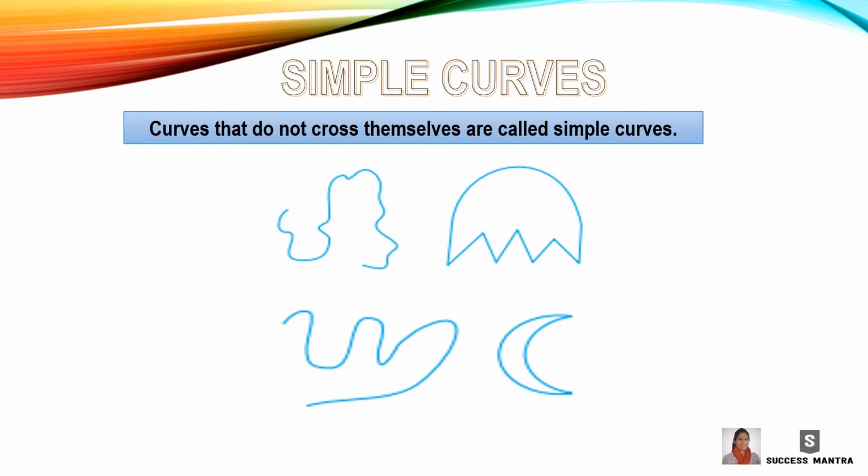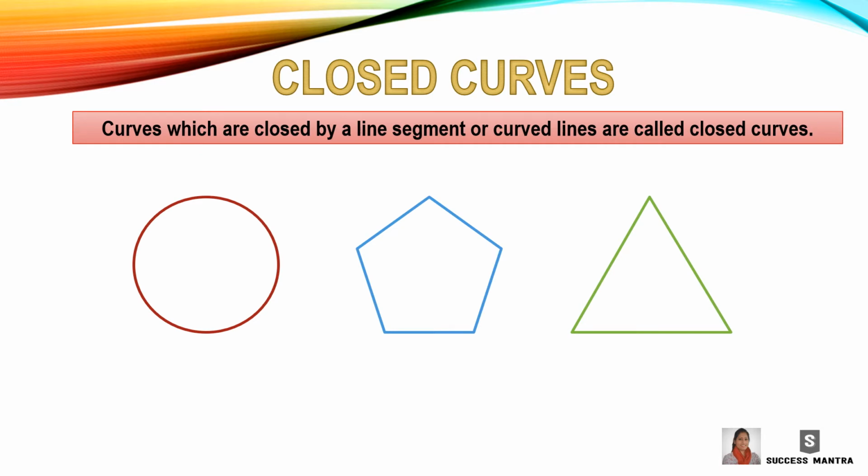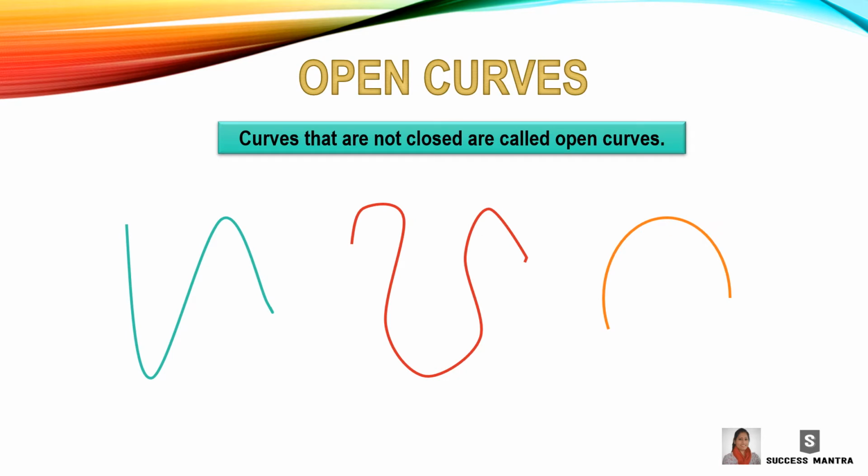Curves that do not cross themselves are called simple curves. So here you can see some simple curves. That is, they start at one point, end at the same point or at a different point, but still they do not cross themselves. Curves which are closed by a line segment or curved lines are called closed curves. So here you can see some closed curves. The curves which are not closed are called open curves.